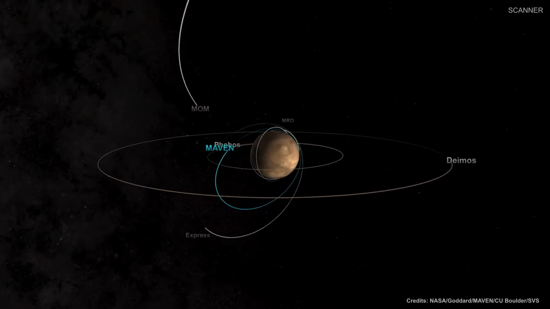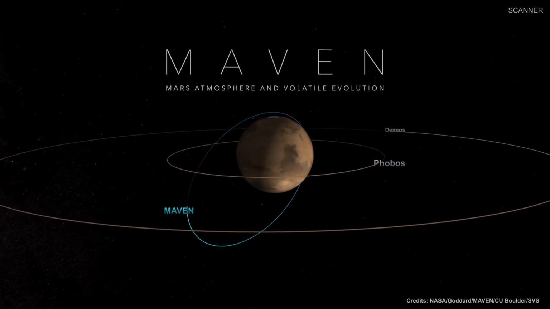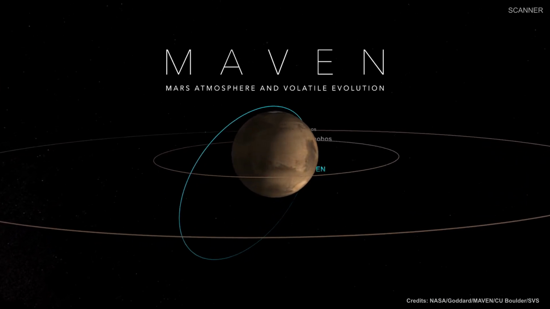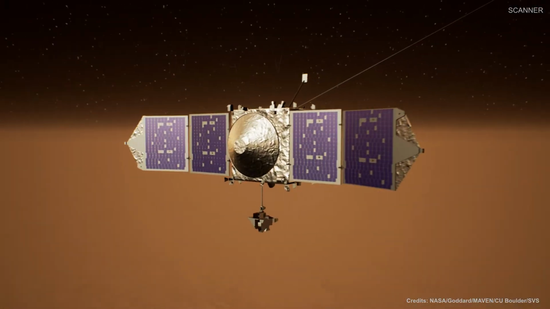MAVEN is a spacecraft that's orbiting Mars. It's been there since 2014. MAVEN, in this case, is an acronym. It stands for Mars, Atmosphere, and Volatile Evolution. And this gives a clue as to what MAVEN's real goal is.